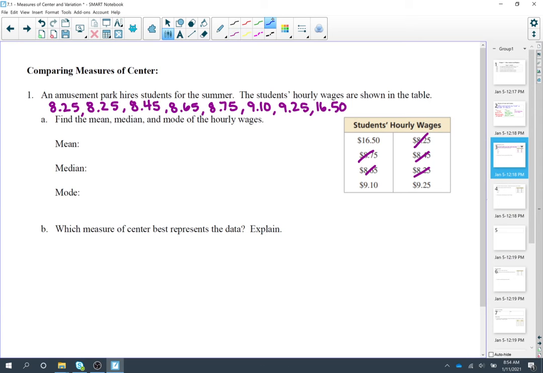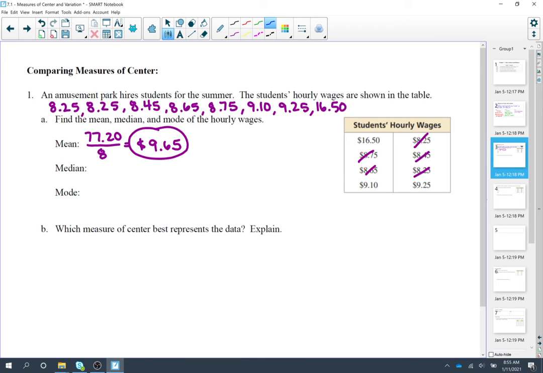Now, if we're finding the mean, we have to first of all add all the numbers. So if we add them all together, you're going to get $77.20. Okay, pause the video, take a calculator, add them up, make sure you agree. Then because we have 8 numbers, I'm going to take that and I'm going to divide it by 8. This will get us our average, which our average is going to be $9.65. That is your mean.